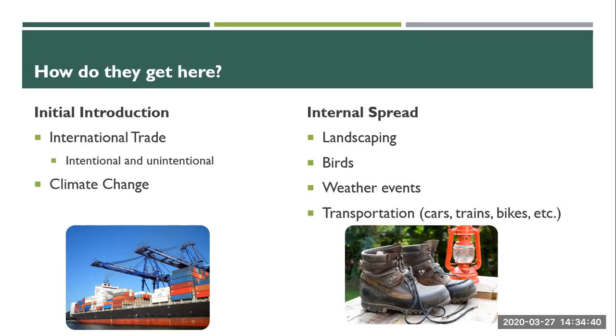And then once they're in the novel ecosystem, they can spread by landscaping, by birds and wildlife, weather events such as flooding or tornadoes or something like that. Transportation is a big one, so cars, trains, bikes, people's hiking boots. There's all different ways that they can transfer to different areas, so we want to keep an eye out for that.